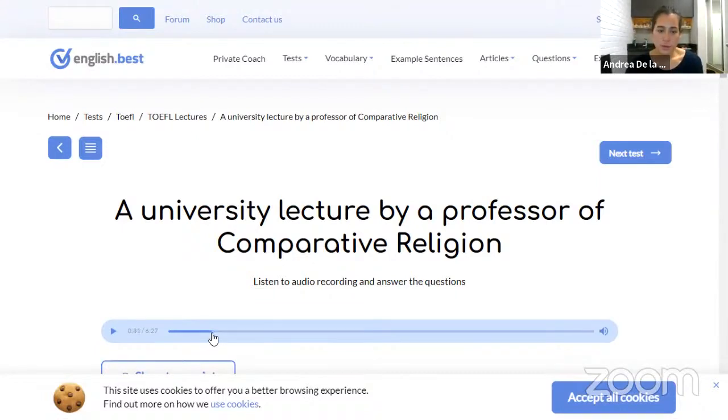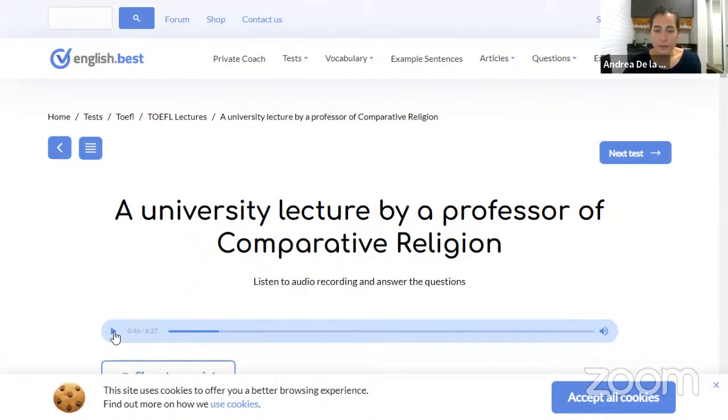Let's play this part again. Large influence on world history. And that religion is Shintoism. What is the topic? The topic of this lecture will be Shintoism. We have the definition: or Shinto, which is the indigenous religion of Japan. Did you notice that pause? And then the professor stops for a second before starting with something else.